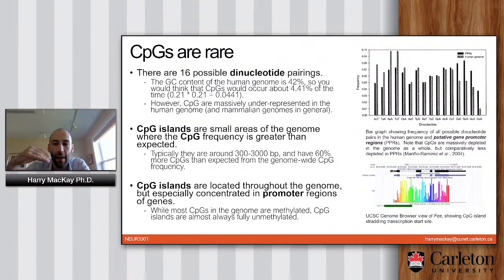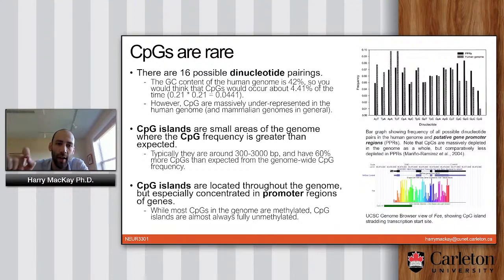There would be no reason, if the genome were completely random, for any one of those pairings to be more or less common, because you're just flipping a coin every time, and it's going to give you a random distribution. So given that the GC content of the human genome is about 42%, what you would expect is that CpGs, C followed by G, would occur about 4.41% of the time. Meaning for every dinucleotide pair that you found in the genome, about 4.5% of them would be CGs.